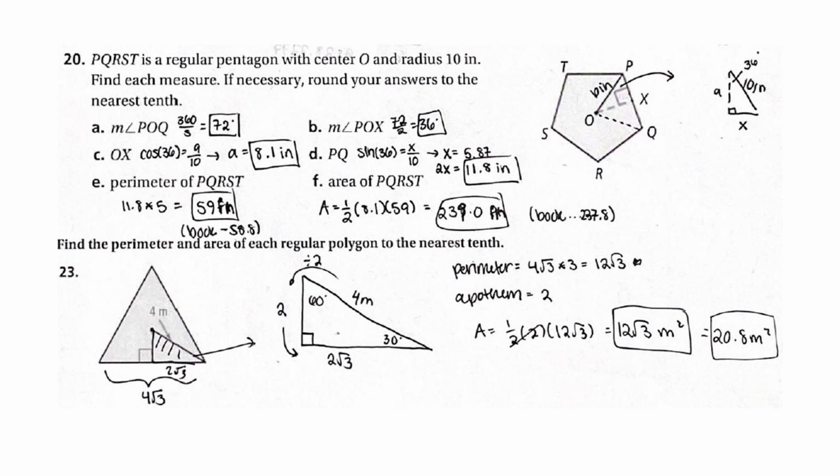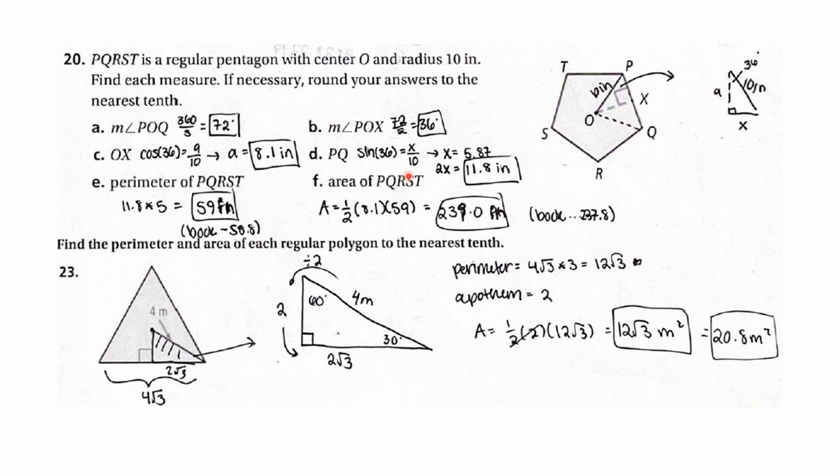But you notice that we're actually asking for PQ, right? So we actually have to double that number and get 11.8 approximately. For the perimeter of PQRST, since my side was approximately 11.8, I multiplied it by 5, and it looks like that gave me exactly 59 inches, but the book said 58.8, so it probably depends on how the book is rounding.